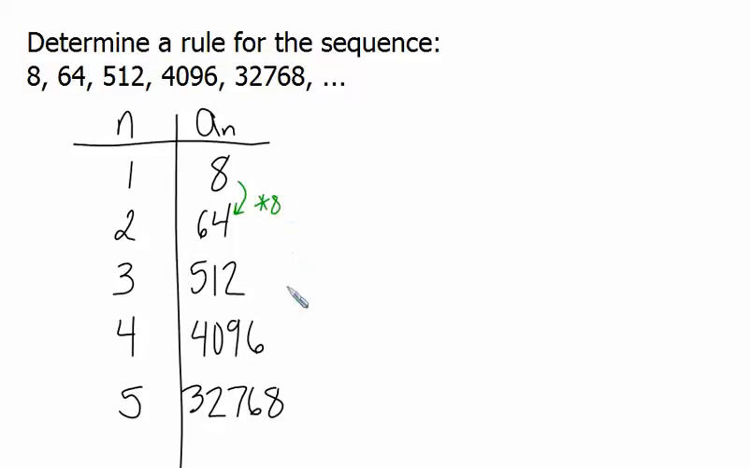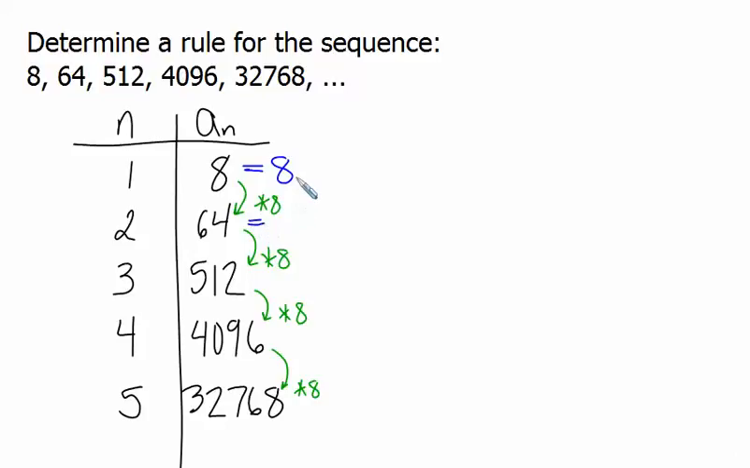8 times 8 is 64. 64 times 8 is 512. Have your calculator handy if you need to verify some of this. 512 times 8 is 4096. And I believe 4096 times 8 is 32,768. But now, the profound statement of this video, 8 is equal to 8.